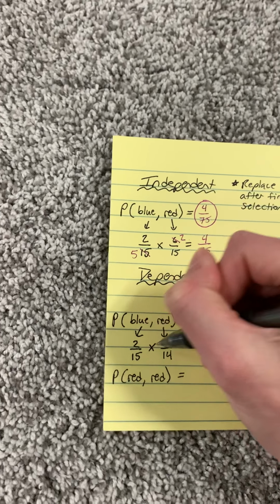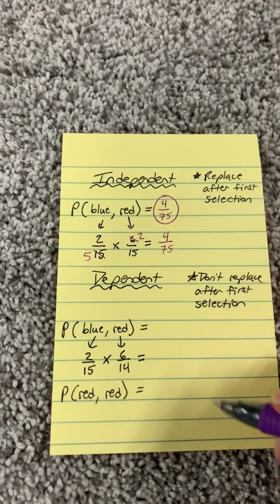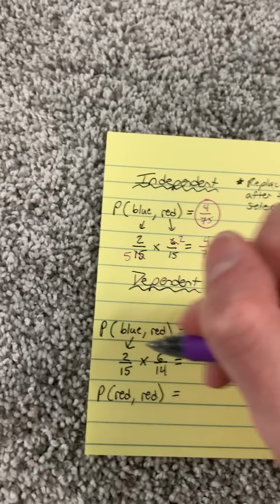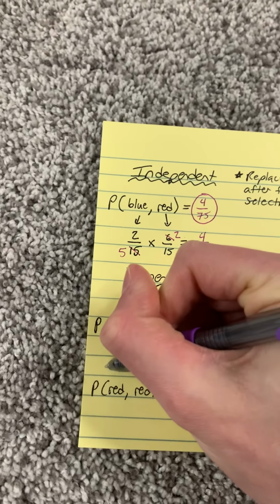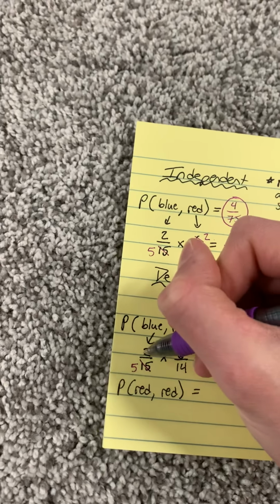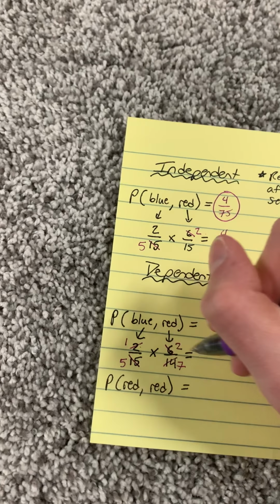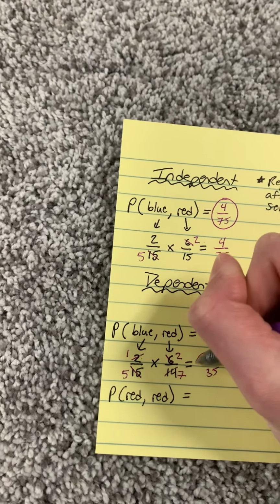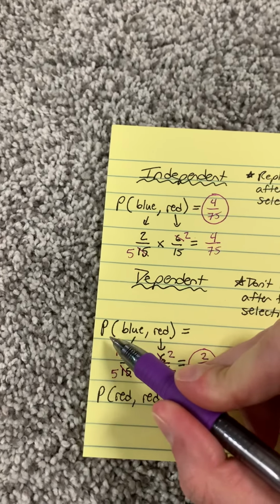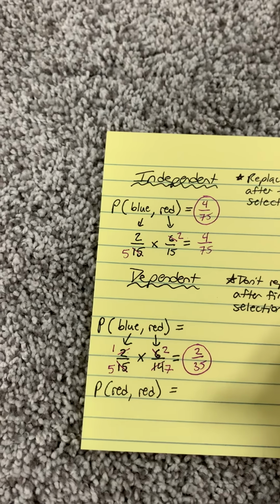Now I'm going to multiply just like I did before. And again, instead of just multiplying and reducing later, I'm going to reduce first. So 6 and 15 can both be divided by 3. This becomes a 2. This becomes a 5. And 2 and 14 can be divided by 2. 1 and 7. So now I multiply across. 1 times 2 is 2. 5 times 7 is 35. So 2 out of 35. The probability of selecting a blue and then a red without replacing is 2 out of 35.